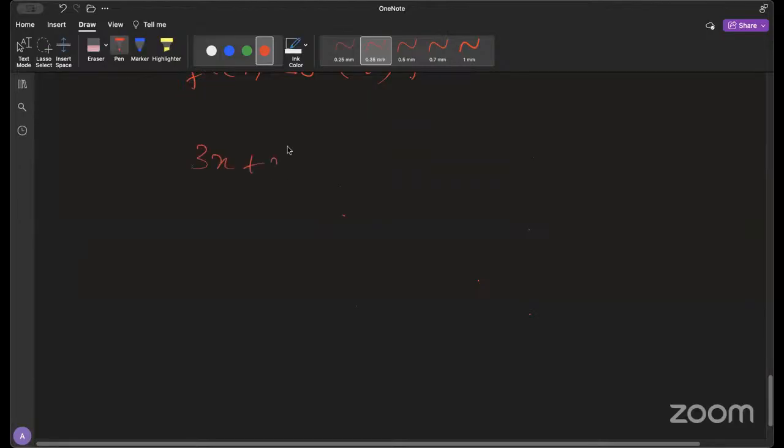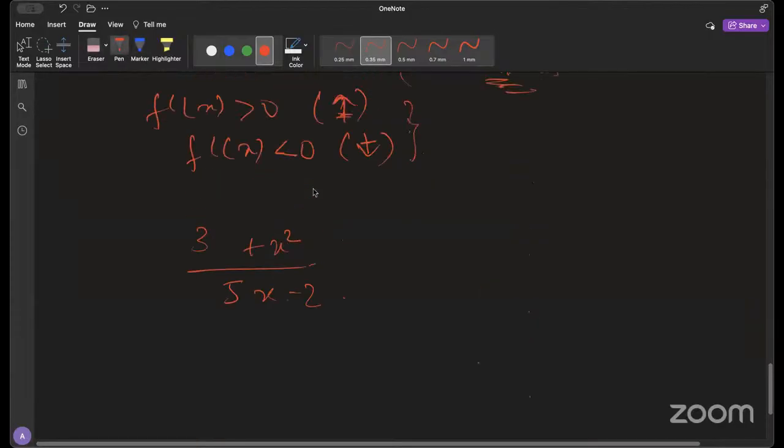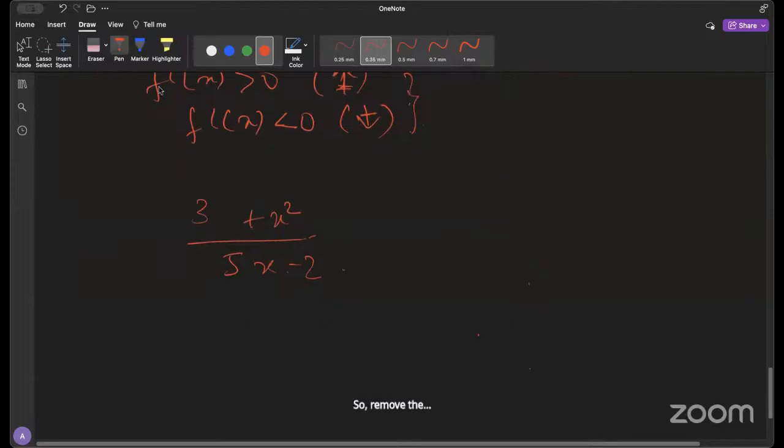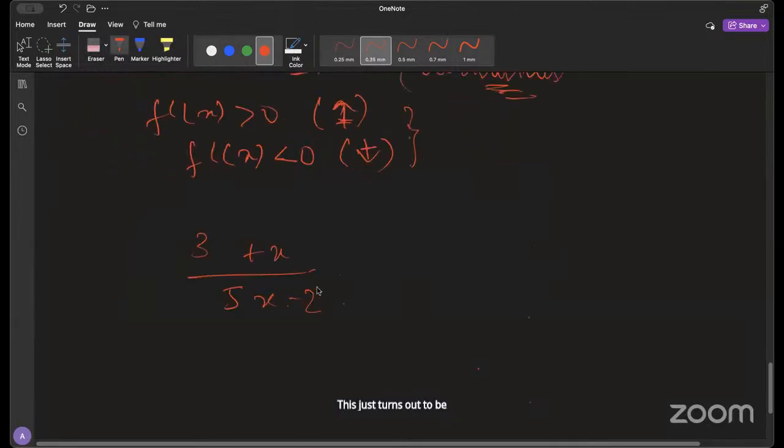Be 3x. 5x minus. Remove the, let's just x here. We've removed the redundant factors. This just turns out to be this thing.